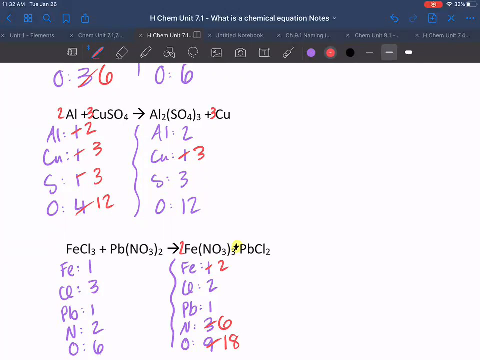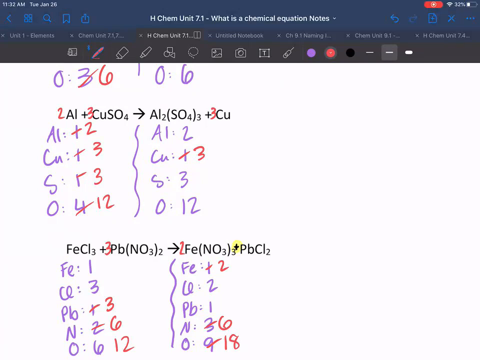Then I am going to go back to the left side and put a 3 in front of lead nitrate. Now we have 3 leads. Oh, not 3. Yeah, 3. 6 nitrogens and 18 oxygens. So I'm still not quite there yet.